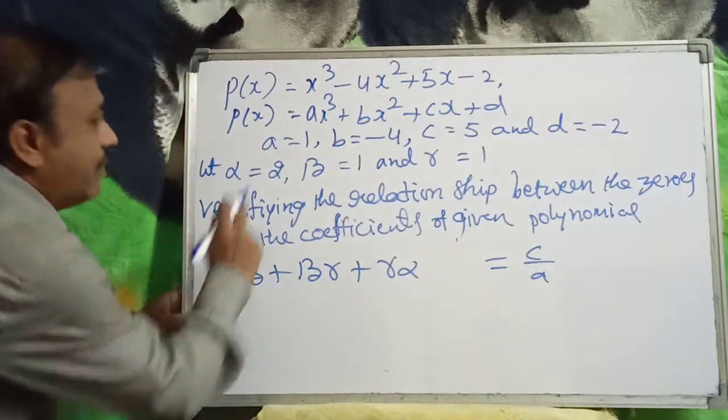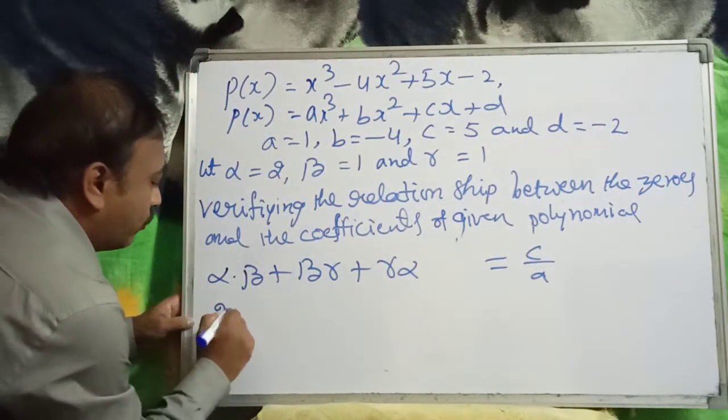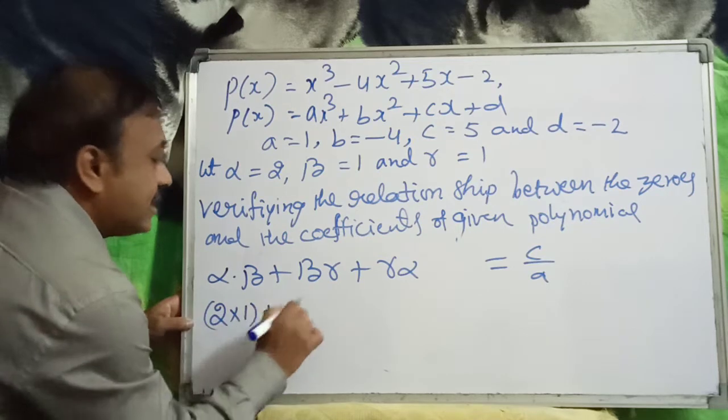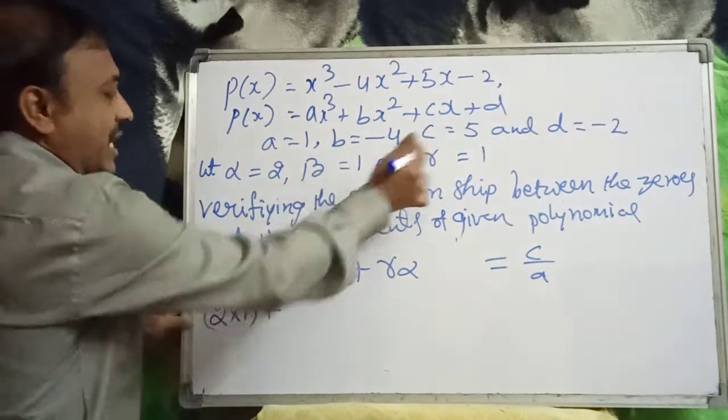Alpha into beta. Alpha value is 2. So 2 into 1 plus beta into gamma. Beta is 1 and gamma is also 1.